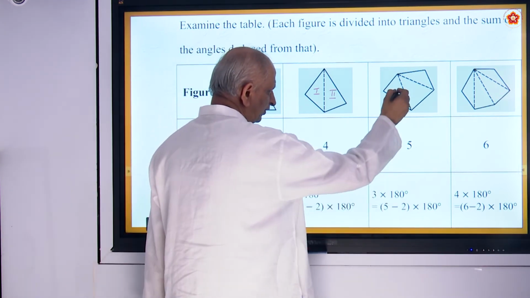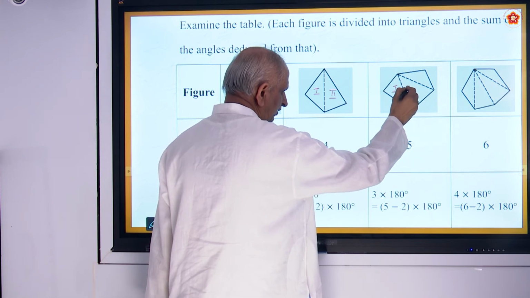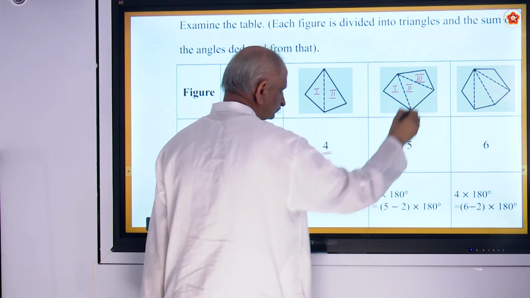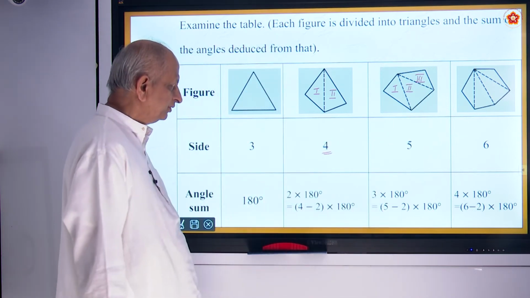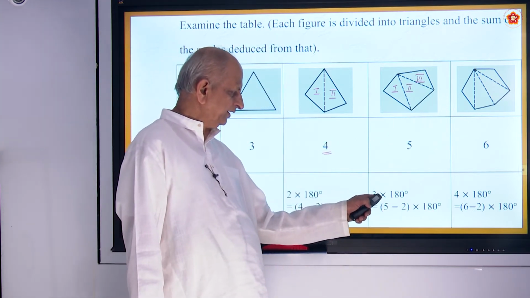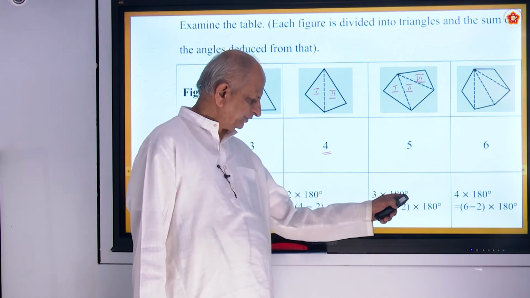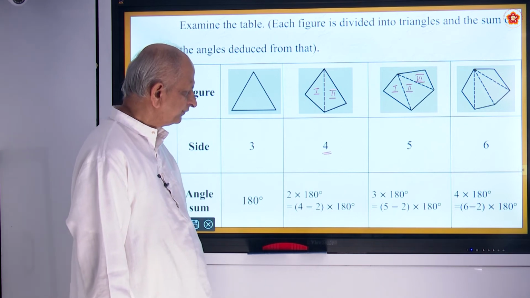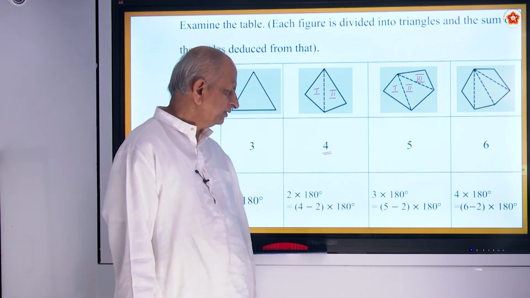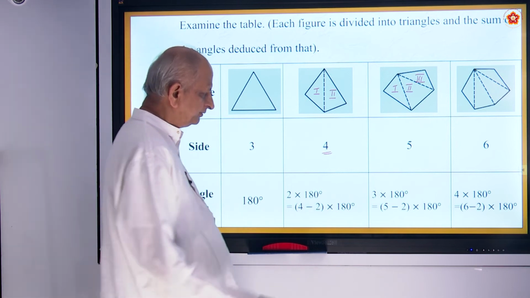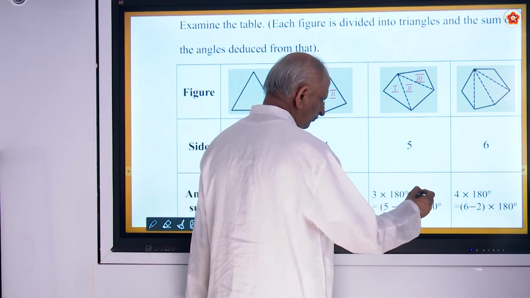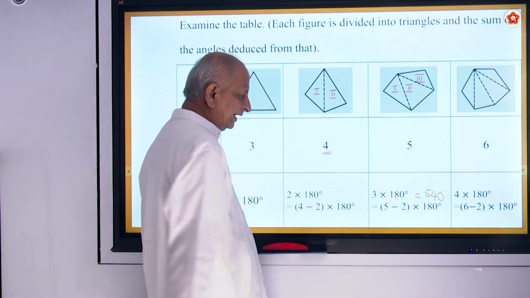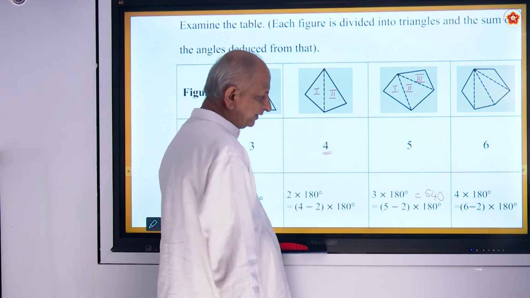In this case, there are 5 sides, so you have 3 triangles, 5 minus 2. The sum of one triangle is 180, so 3 triangles means 3 into 180, that is 5 minus 2 into 180. That is how much? 540 degrees. The angles need not be equal and may be different, but the total must be 540.